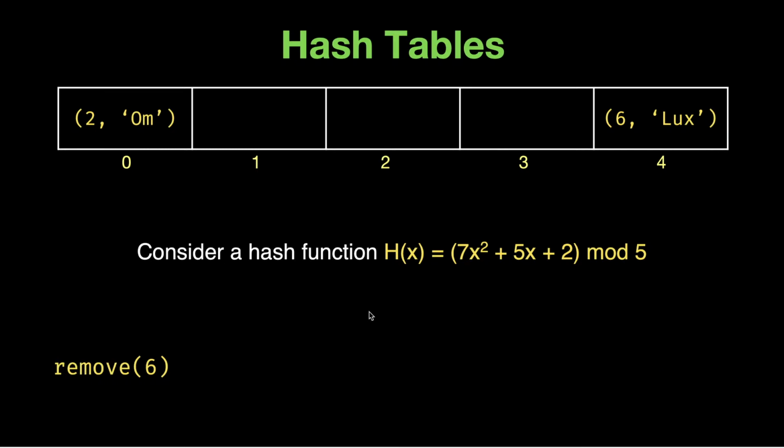So let us see the removal. If you want to remove the key 6 from the hash table, first of all you have to calculate the hash of 6. That will be equal to 4, and you go to the fourth index of the hash table and just delete that, as simple as that. This is also O(1), because you are just computing the hash function, accessing it, and then deleting it. You don't have to go from the beginning to the end, right? So this is O(1).